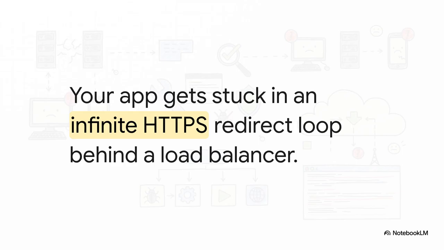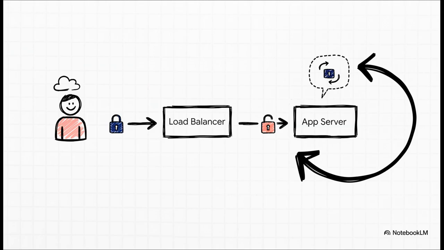The scene: your app is sitting behind a big, powerful load balancer, like Azure Application Gateway. You did the right thing, you're forcing all traffic to use secure HTTPS, but your users are stuck. Their browsers are just spinning and spinning in an endless redirect loop. So let's break down what's actually happening here. It's like a game of telephone gone wrong.